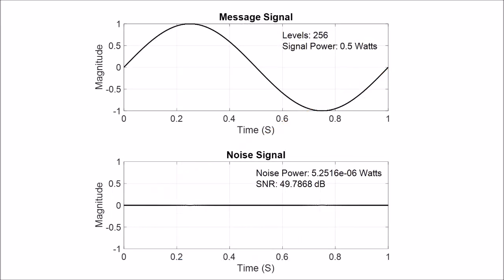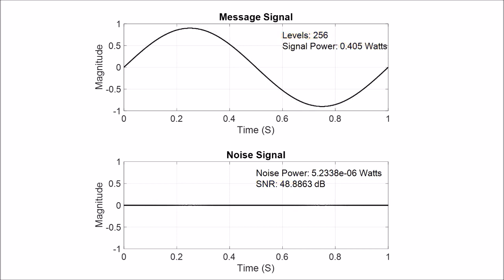This continues with a similar experiment, except this time I'm staying with 8 bits. That's 256 levels. And I start with a sinusoid with an amplitude of 1 and a signal power of 0.5 watts, and then find the noise signal and the power in the noise signal, and the signal to noise ratio is about 49.8 decibels. And now I'm going to decrease the amplitude of the sinusoid.